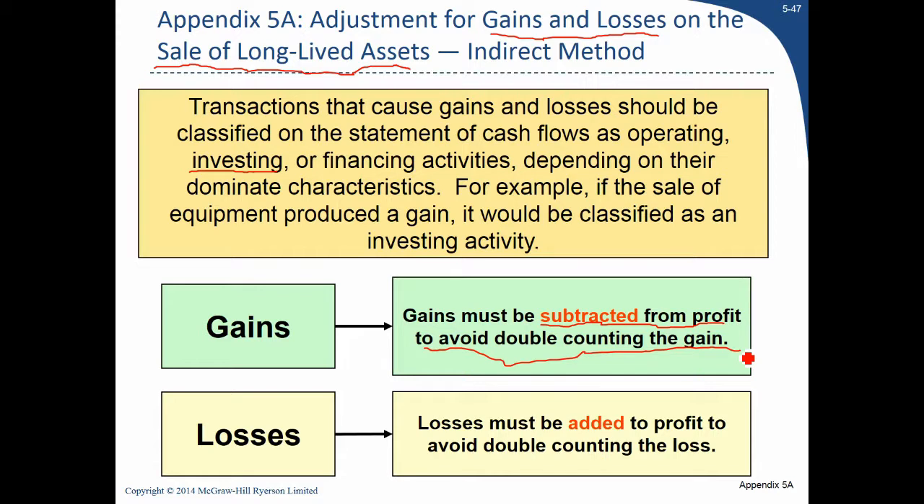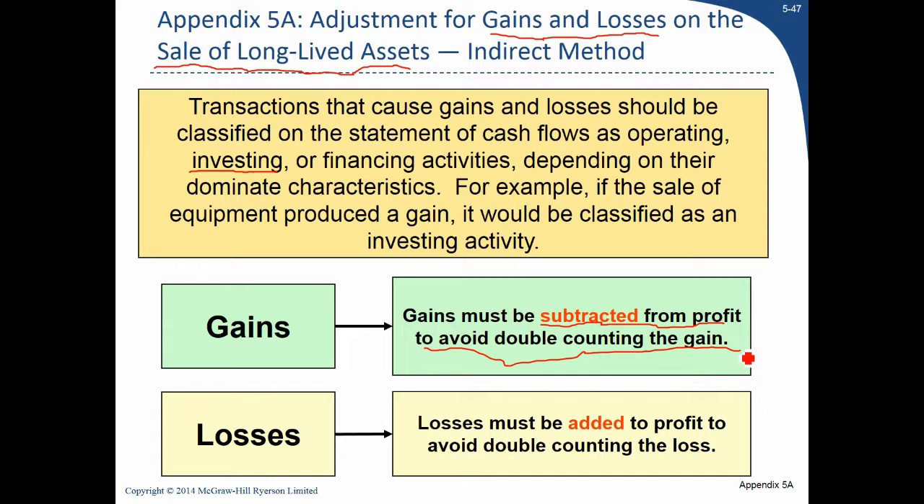Losses are the same conceptually, but work the opposite way. If we have a piece of equipment that we bought for $100,000, turns out we don't need it, and we try to sell it and no one else wants it, so we sell it for $10,000. What's the journal entry? Credit equipment, $100,000. Debit cash, $10,000. We're not in balance. We recognize a loss, right? We lost $90,000 on that.